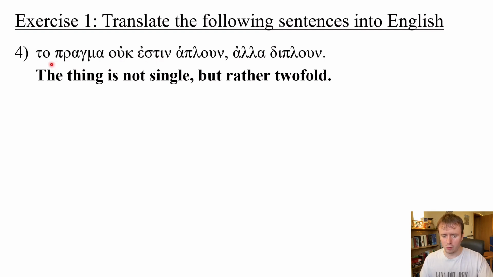Here the subject is to pragma, the thing or the matter. So the thing is not haplun, meaning single. Here it's neuter nominative singular. We've got un rather than the usual on because it's a contract adjective. Alla, but or but rather. Diplun means double or twofold.